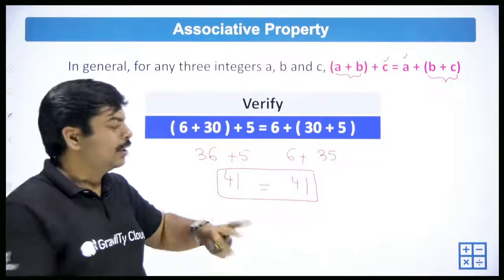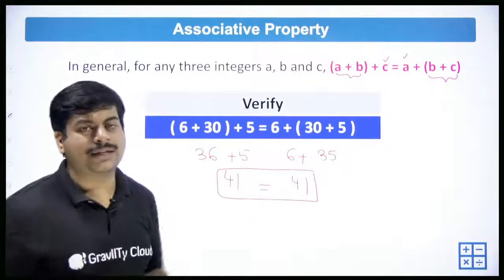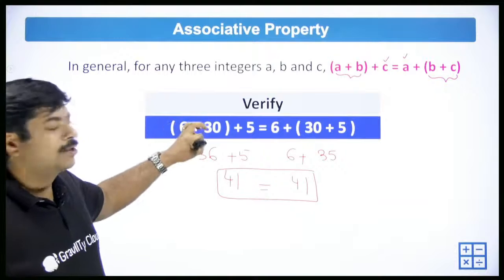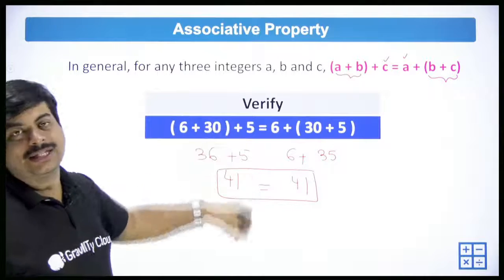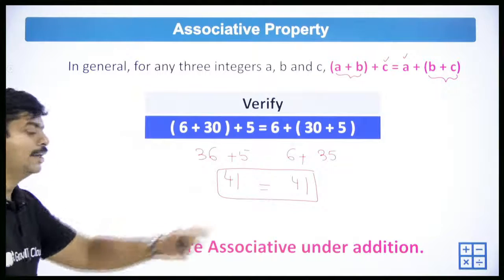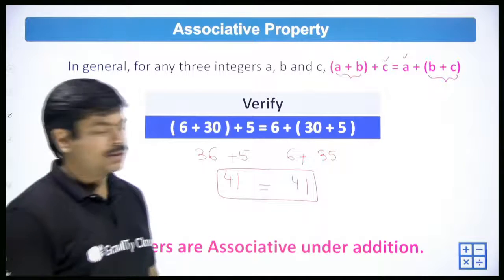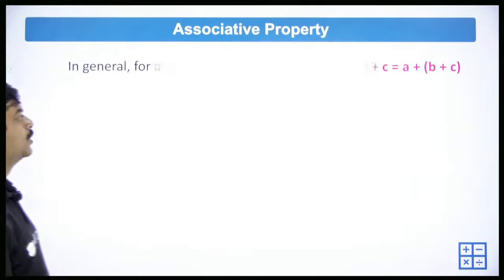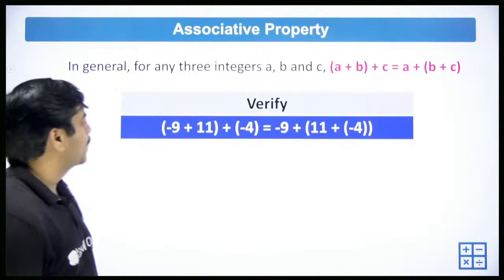But let us not conclude with this one. Let us also take some negative values. From this I can say that yes, the associative property is valid with addition. But let us not fix it for now. Let us take one more question and discuss that. So, what is the next question?